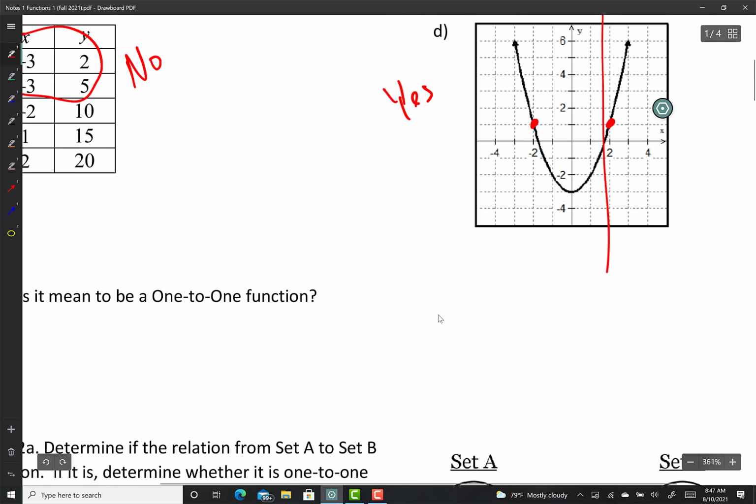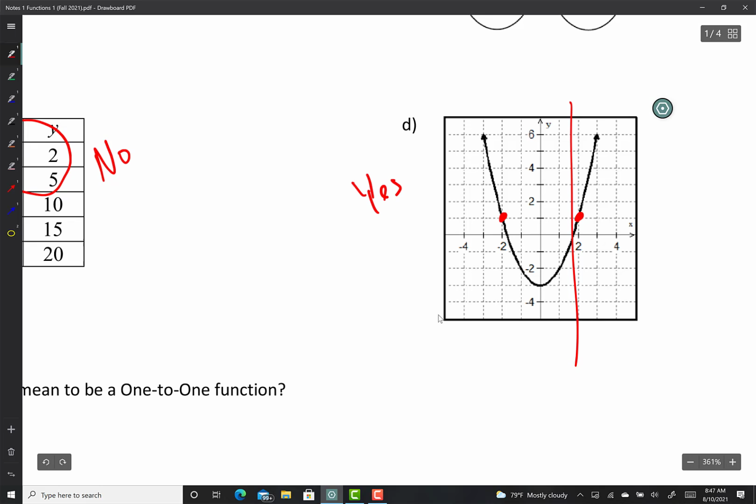All right, and then I write, what does it mean to be a one-to-one function? So let's look at this parabola that we just did, letter D. Is letter D a one-to-one function? Do you guys remember what one-to-one means? Every x has a unique y, every y has a unique x. So letter D is not a one-to-one function because it does not pass the horizontal line test. Do you guys remember that?